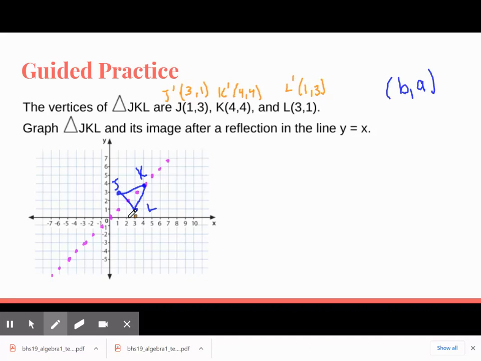So J prime is 3, 1. It's now where L was. Same thing, here's K prime. And then L prime is going to go to where J was. So it's the same shape in the same exact location, but J and L switched spots.